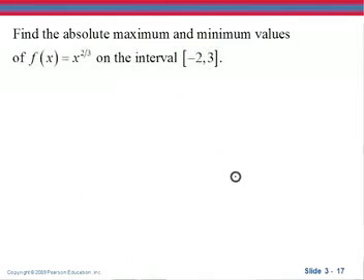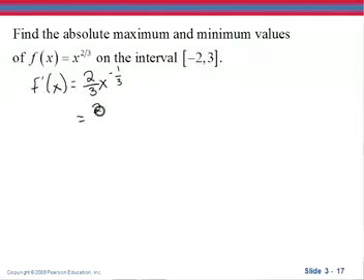Now let's look at one more example. Let's find the absolute maximum and minimum values of f of x equals x to the 2/3. So we have to take the first derivative, the power rule, so that's 2/3 x to the negative 1/3. And now remember that means we have 2/3, and if I take x to the negative 1/3 and move it down to the denominator, it'd be positive 1/3, which is the cube root of x.